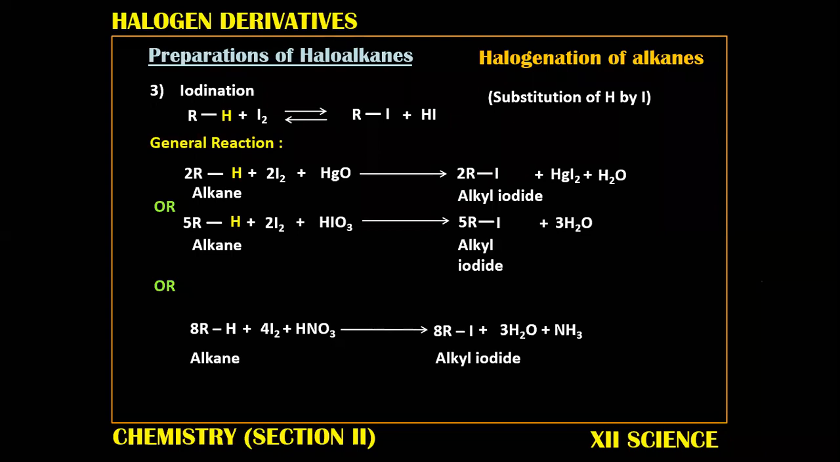Then copy down all the three general reactions. See, the balancing is very important. When you use HgO, we have to use 2 molecules and 2 molecules here. When we use HIO3, we use 5 and 2. And HNO3, 8 and 4. Okay, so all this balancing is important. In NEET JEE, they ask you questions on their ratios. So you have to remember how many molecules we are using.